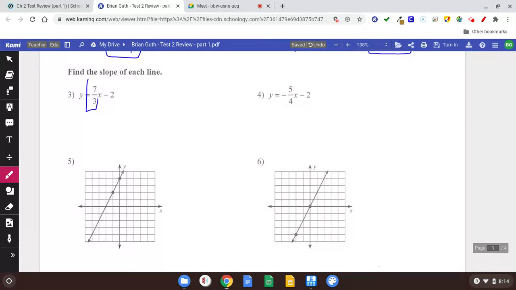Well, we're in mx plus b form, so that number actually is the slope, 7/3. Likewise over here, negative 5/4.